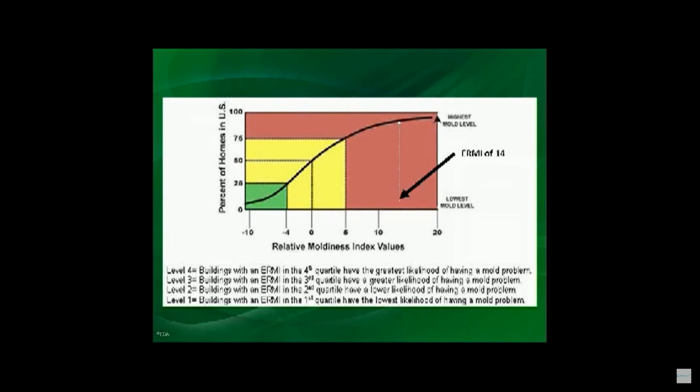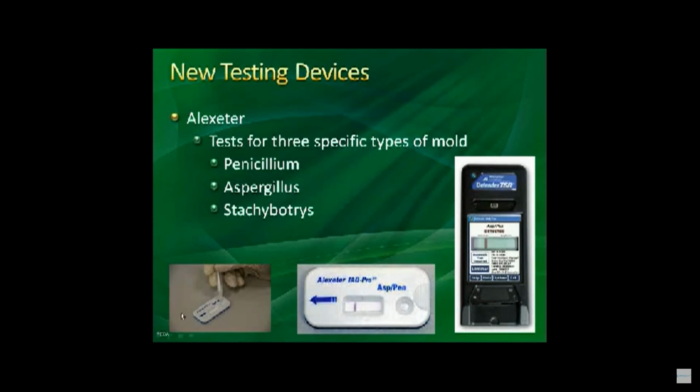We also have other testing devices that will test for specific molds, Penicillium, Aspergillus, and Stachybotrys. We use the general term, this is the pregnancy test for mold. 1 line means that it's working, 2 lines mean we have a problem.